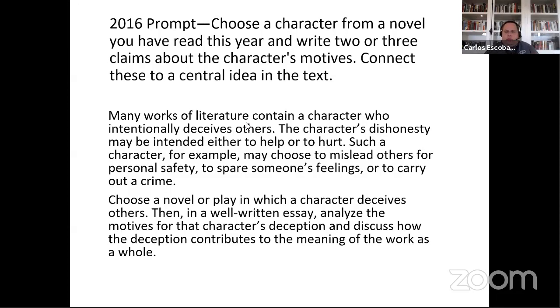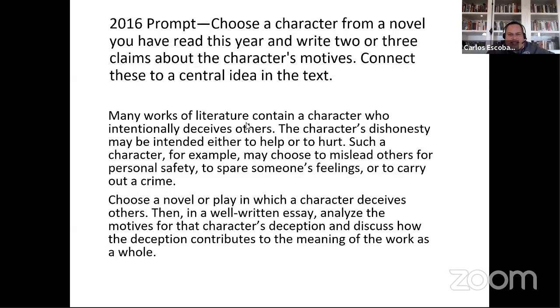I want to draw your attention to a few things here. First of all, we're not writing the essay yet. Ms. Barber and I, at the end of this week, as a matter of fact, we're going to start talking about the different parts of an essay. We're going to talk about a thesis statement, and we're going to talk about how we develop commentary and how we expand on that commentary through the use of textual support. So for now, we're not going to write the essay. We're going to have you choose the character, and we're going to have you write 2 or 3 claims on that character and that character's motives. But we do want you to connect those claims to the central idea in the text.